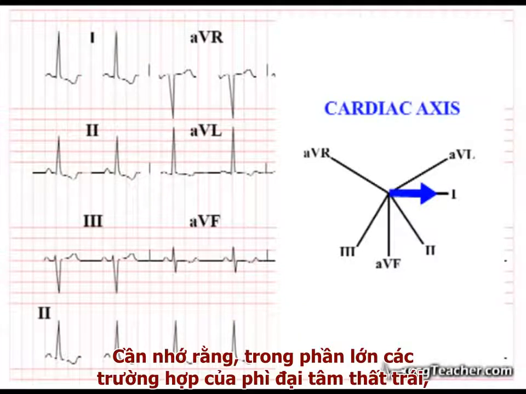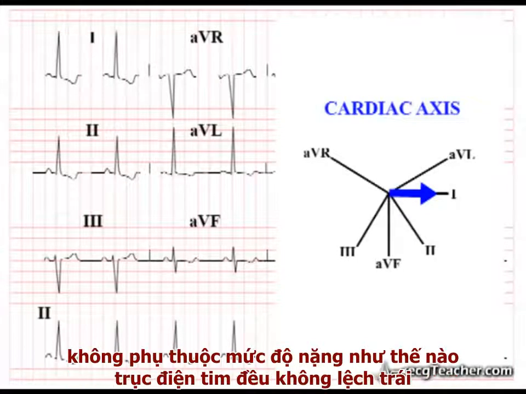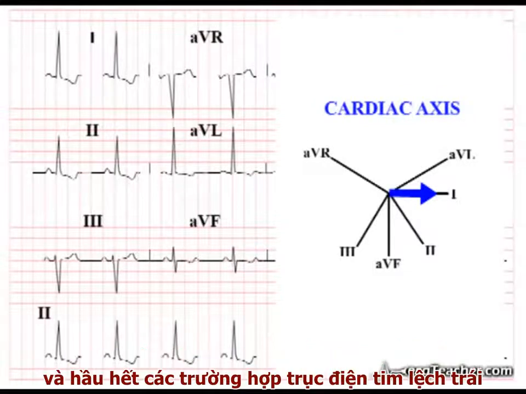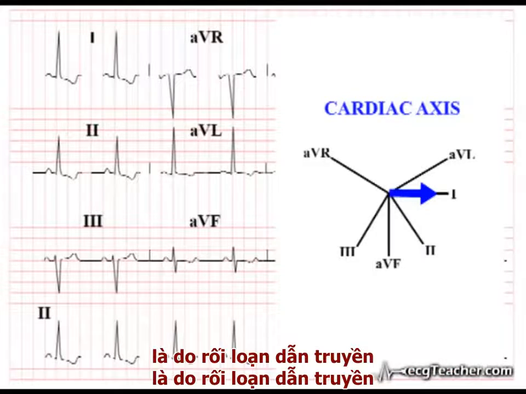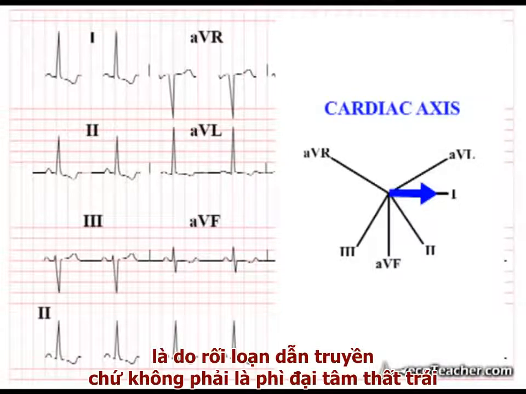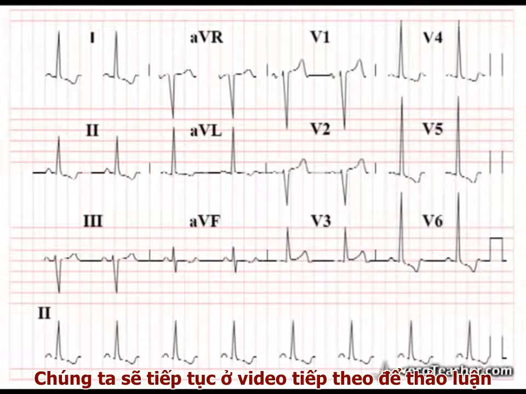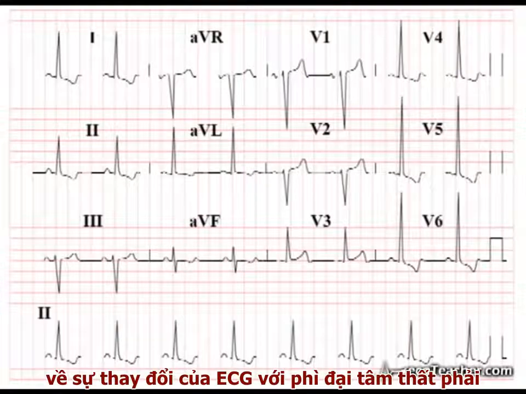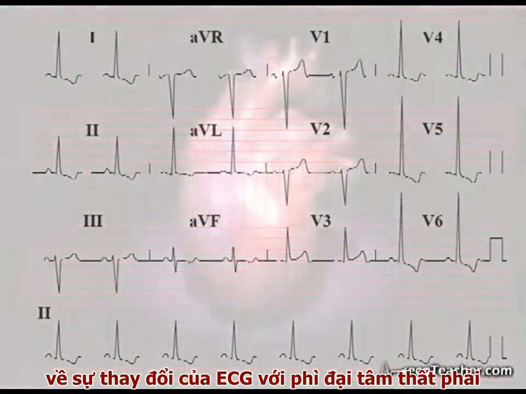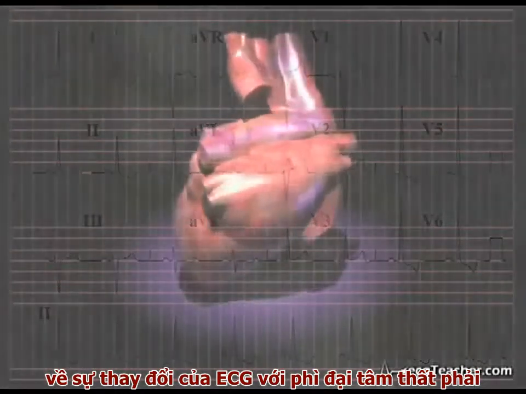Remember, the majority of cases of LVH, irrespective of severity, are not associated with left axis deviation, and the majority of cases of left axis deviation are secondary to conduction defects and not left ventricular hypertrophy. We will now go on in the next video to discuss the ECG changes associated with right ventricular hypertrophy.